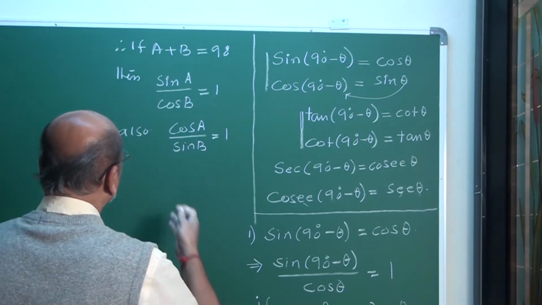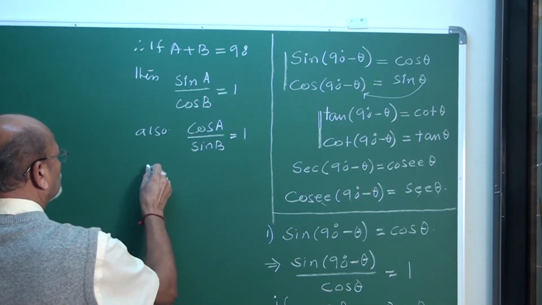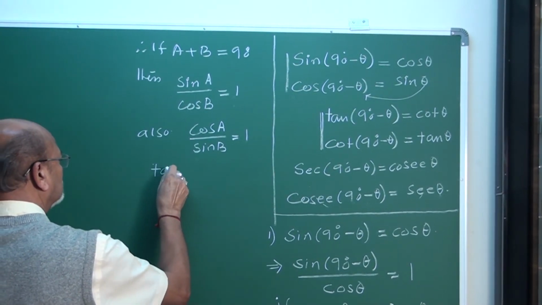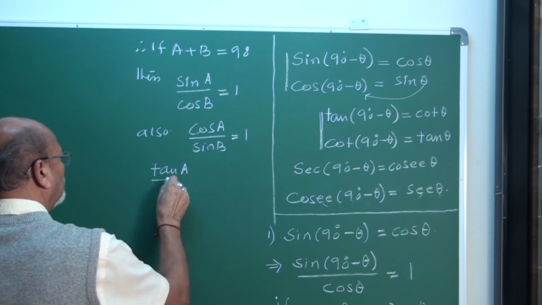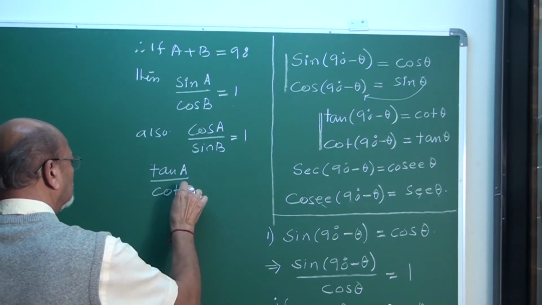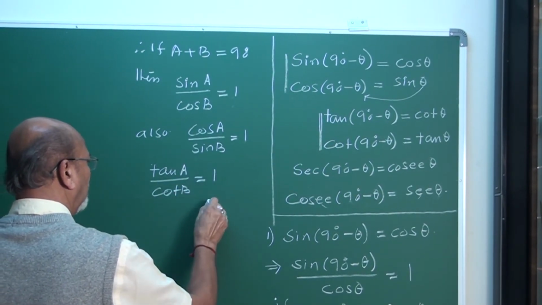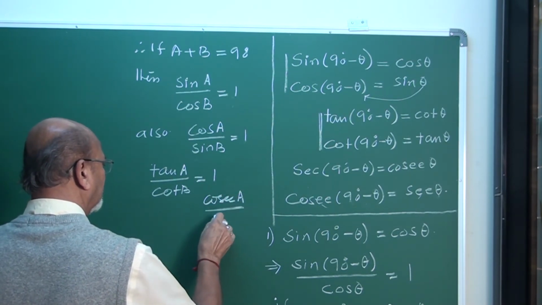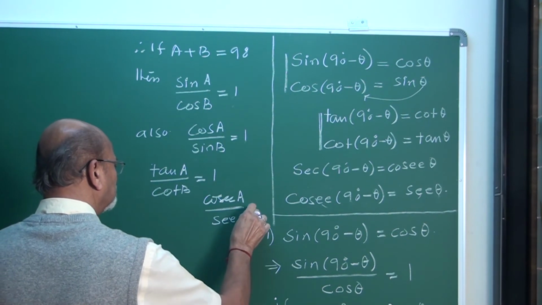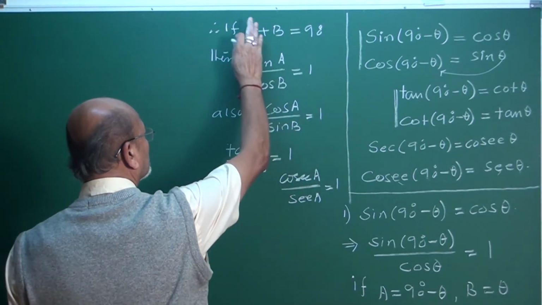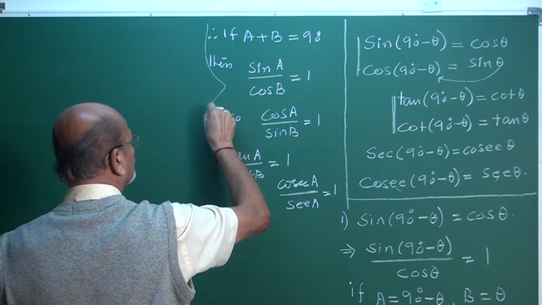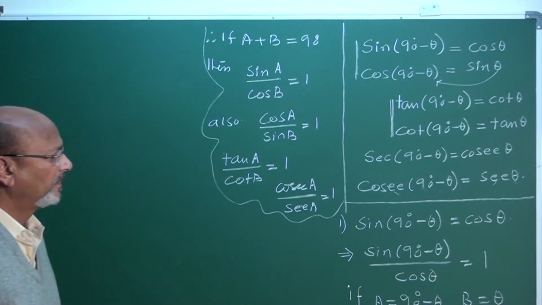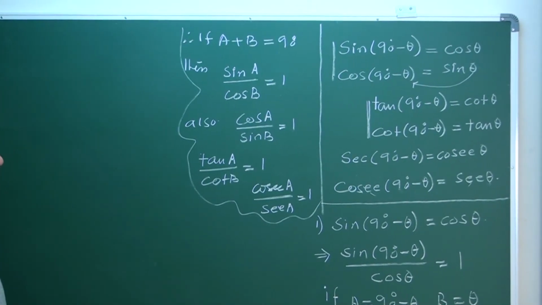Yes, my friends, I write one sample also. Tan A upon cot B is 1. And cosec A upon sec A. In all these respects, my friends, it is 1. Yes, my friend, this is 1. Similarly, you can get one more.